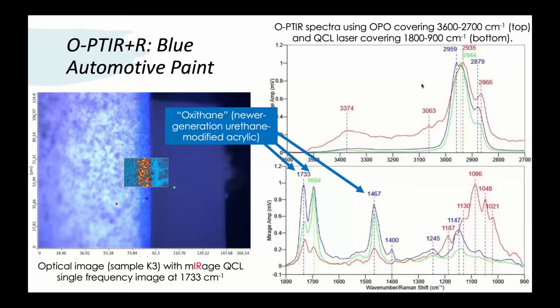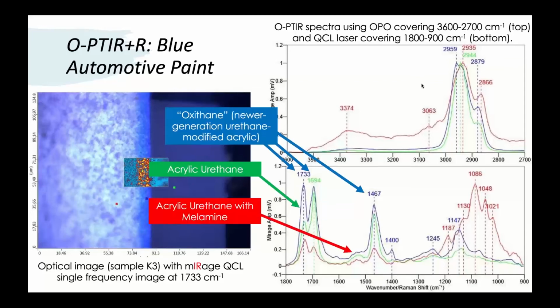So I can see from this spectra that the blue is an oxythane binder, which is a newer generation urethane modified acrylic. The green is an acrylic urethane, and the red, the third layer, is an acrylic urethane with a melamine modification. So we can tell this because the main absorptions of the acrylic component are the ester carbonyl stretching absorption at 1730 wave numbers, as well as a series of C-O stretching absorptions between 1300 and 900 wave numbers. Urethanes are carbamates, which have a C=O stretching absorption that occurs at around 1700 wave numbers.